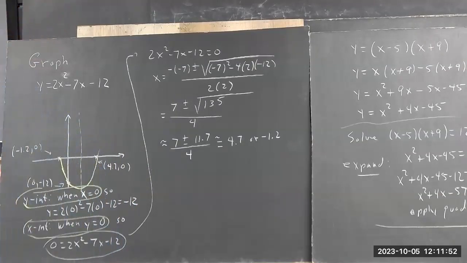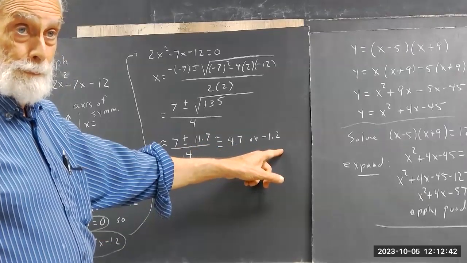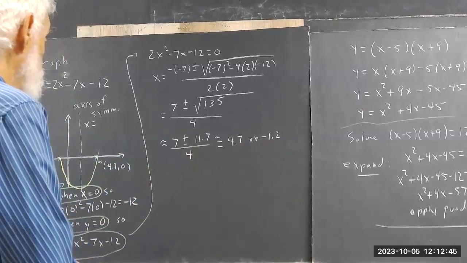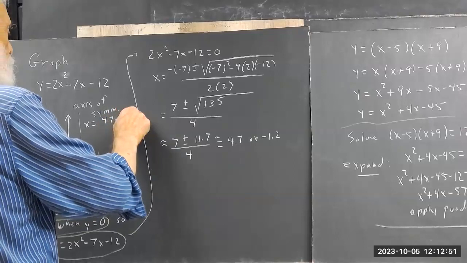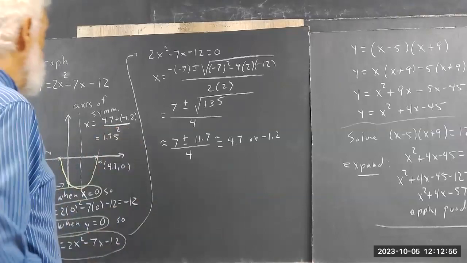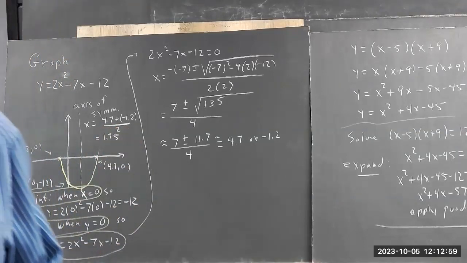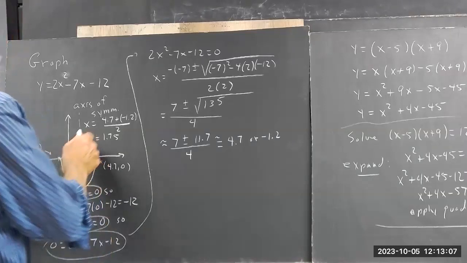Now, what's the equation of your axis of symmetry? Okay. Axis of symmetry is x equals what? There are two things we can do. We can average these two numbers. x equals, and that comes out to 1.75. Okay. So now we know what the axis of symmetry is. That's one way to get the axis of symmetry.